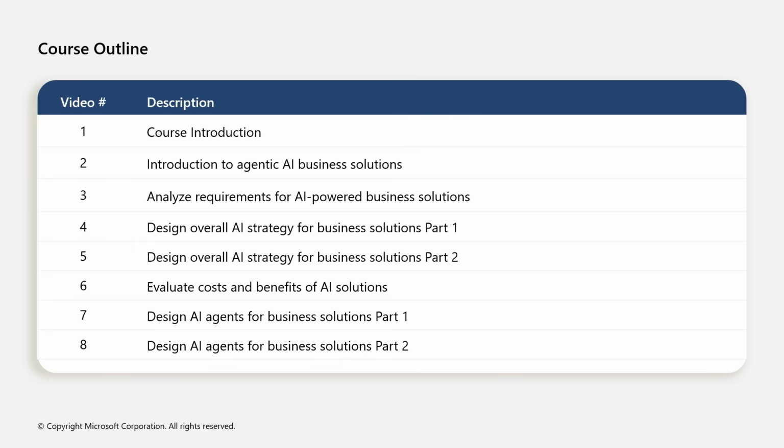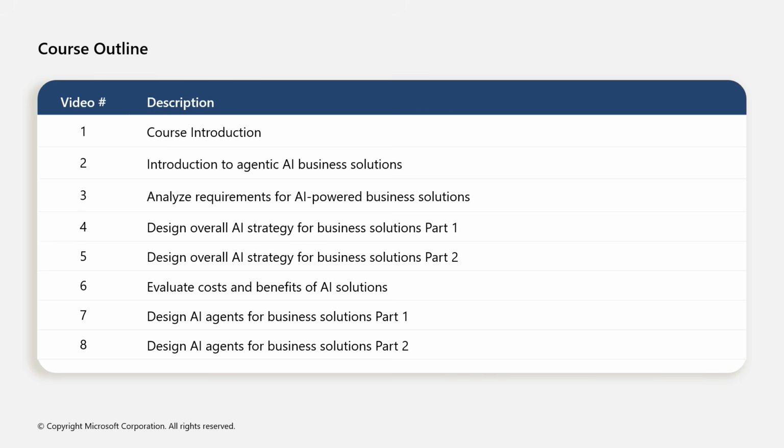This virtual course consists of 15 sessions, which you can view in order, as recommended, or you can go straight away to the topics that interest you the most. We have started with this course introduction, and then we will dive into the foundations of agentic AI and how to analyze requirements for AI-powered business solutions. From there, we will move into designing your overall AI strategy, split across 2 sessions, followed by evaluating the costs and benefits of AI solutions.